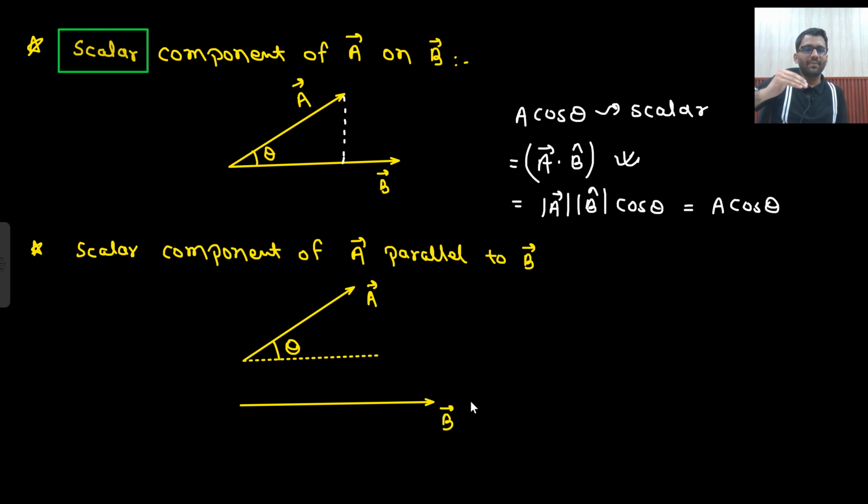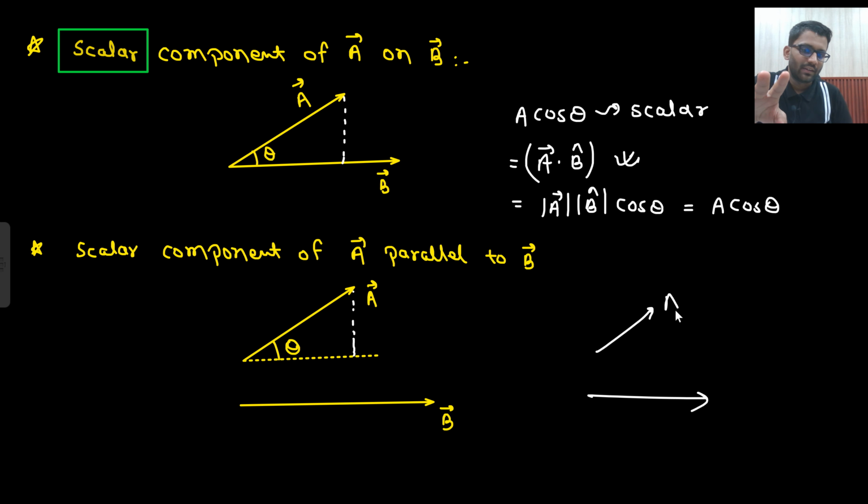Now the same thing can be asked in this manner: scalar component of A parallel to B. I am not asking on B, but parallel to B. So this is your B vector. The parallel line will be this. I need to find the component of vector A on this line. Between A vector and B vector, if the angle was theta, then here also the angle will be theta only. Let's just say this is your line.